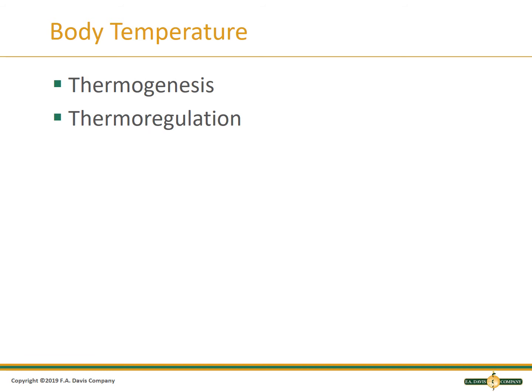Now, thermoregulation, or the regulation of body temperature, is primarily controlled by the part of the brain known as the hypothalamus. When the hypothalamus functions correctly, it maintains a comfortable core temperature known as the set point. So that's the difference between thermogenesis and thermoregulation.